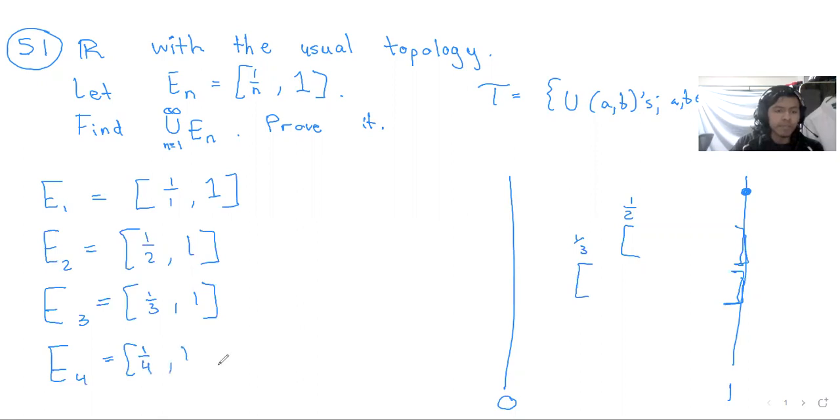And we don't stop at 4. You would keep going, but from here we can see that the pattern is going to get closer and closer to 0, but never really include it. So we'll say that the union of E_n is equal to (0, 1], only including 1. And now to prove this, you have to show that it is a subset in both ways.